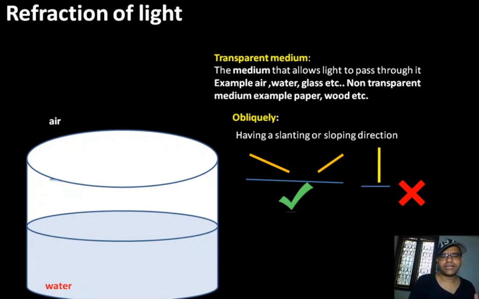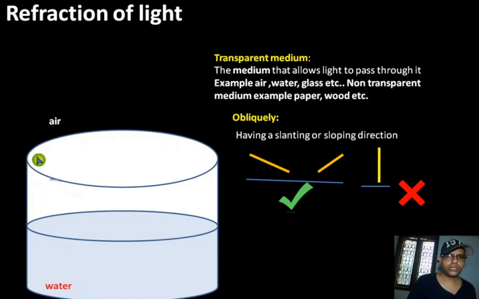What exactly is meant by transparent media? Let's see. A transparent medium is a medium that allows light to pass through it. It won't block or stop light from passing through it. For example, air, water, glass, etc. Non-transparent media, we have paper, wood. They won't allow light to pass through them. So here in our case, air and water both are transparent media. They allow light to pass through them.